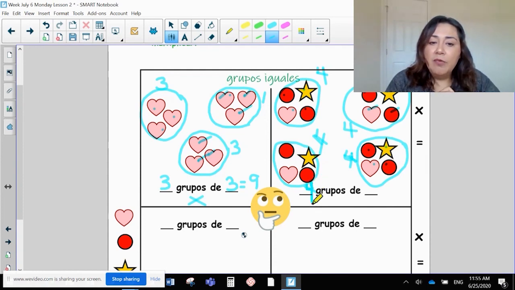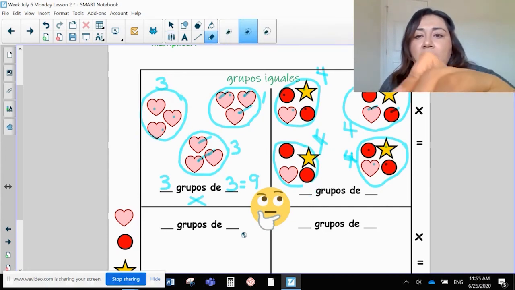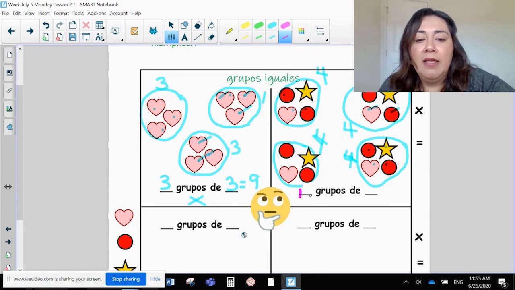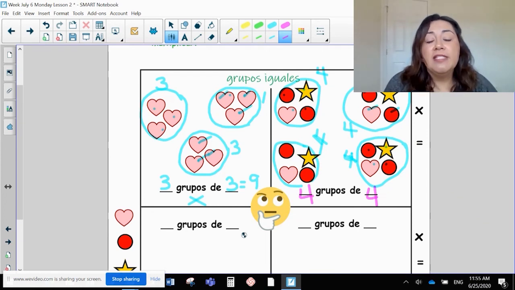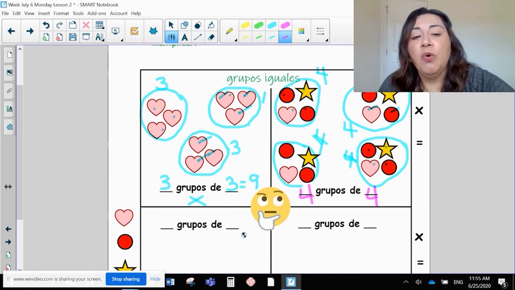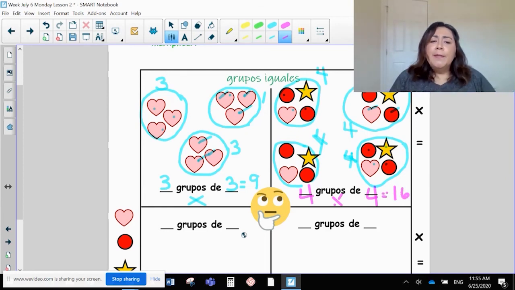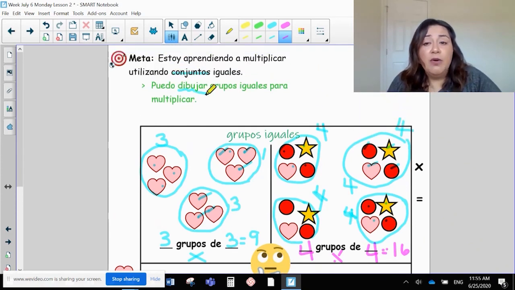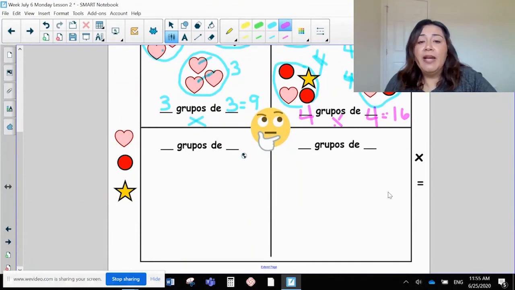Y hoy como quedé muy inspirada. Vamos a ver. No me salió muy bien. Cada uno tiene 4. Cada grupo tiene 4. Así que tenemos 4 grupos de 4 o 4 por 4, que en este caso son 16. Pero niños y niñas, les he dado 2 ejemplos y dijimos que su trabajo el día de hoy era poder dibujar los grupos iguales. Así que les voy a dar tiempo para que ustedes 2 dibujen grupos iguales.